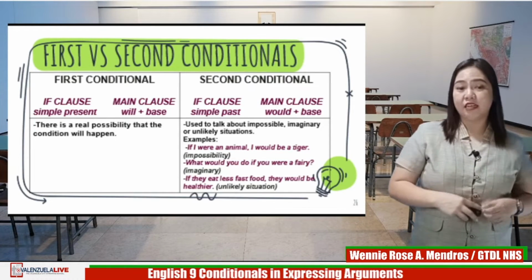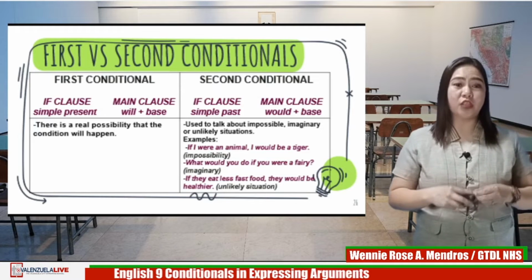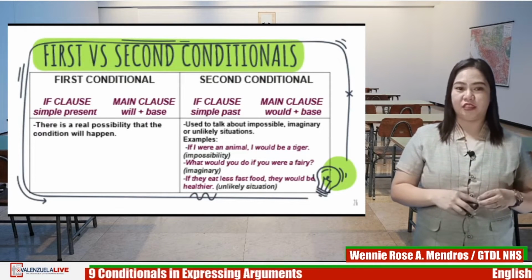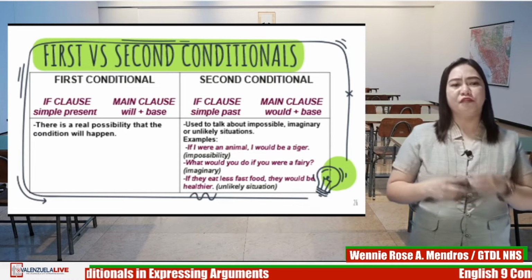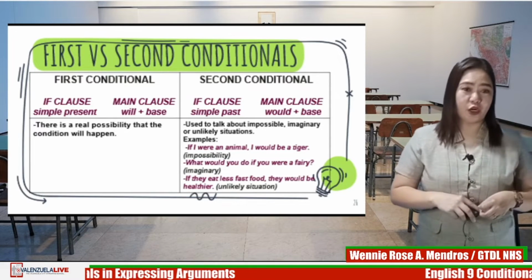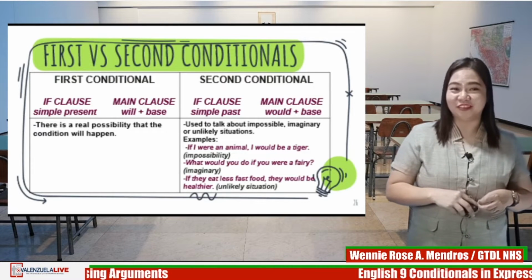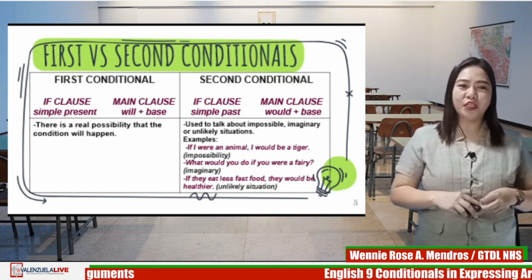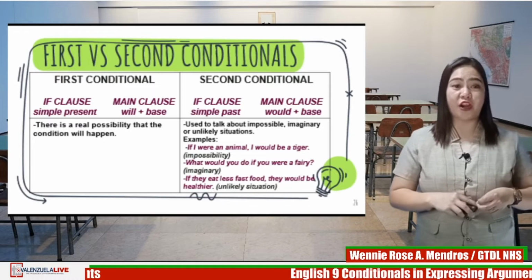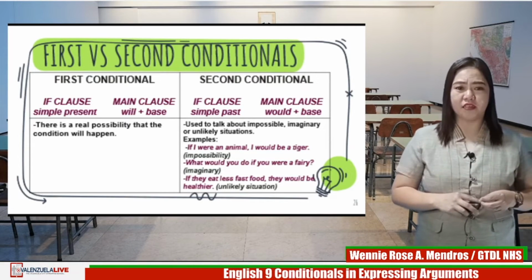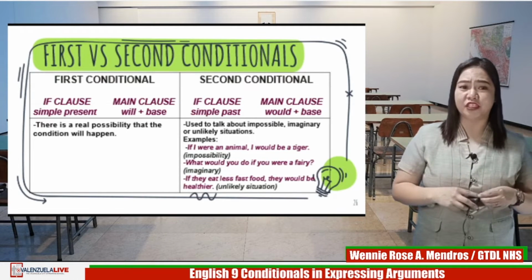This is the usual form of the verb that we see in dictionaries. While in the second conditionals, we use it when talking about impossible, imaginary, or unlikely situations. For example, if I were an animal, I would be a tiger. That's impossible. You can't be an animal. Next, what would you do if you were a fairy? That is an imaginary question because we are not even sure if fairies do really exist.